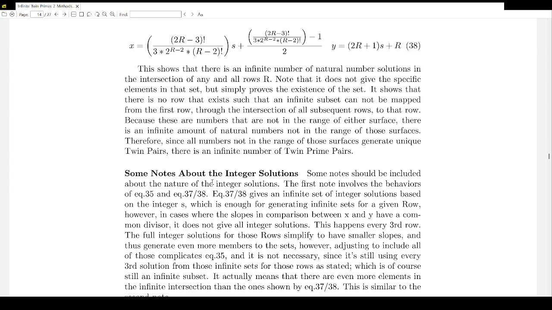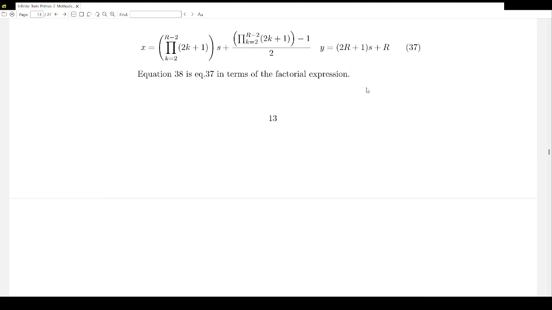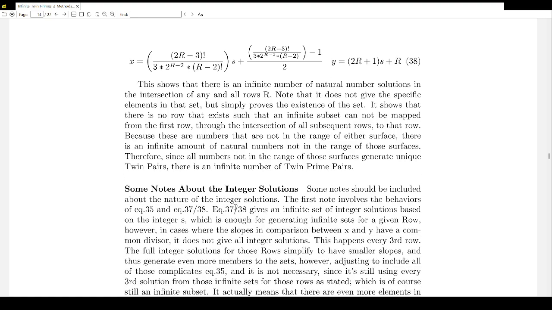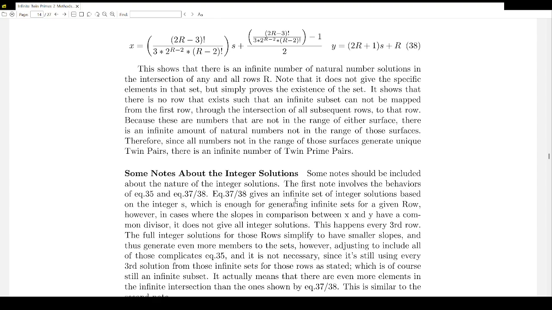Let's see, some notes, and then I talk about more of this. If you really break down the nitty gritty and start to find some of the things that are going on with this, you'll notice a few other things, and I talk about it here. Some notes should be included about the nature of these integer solutions. The first note involves the behaviors of equation 35 and 37, 38. 37 and 38 were just the two versions of the same thing. But 35 is the equation for the right side set, which was the odd product of the odds bigger than 5, and then minus 1 over 2 of that.